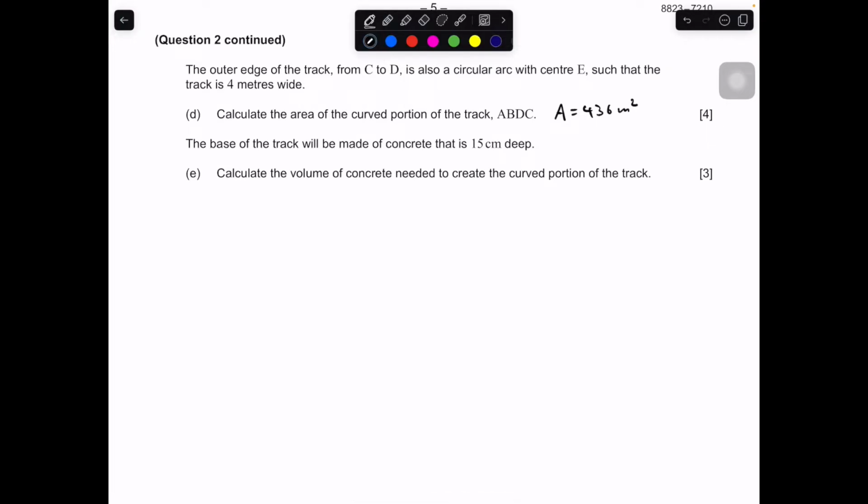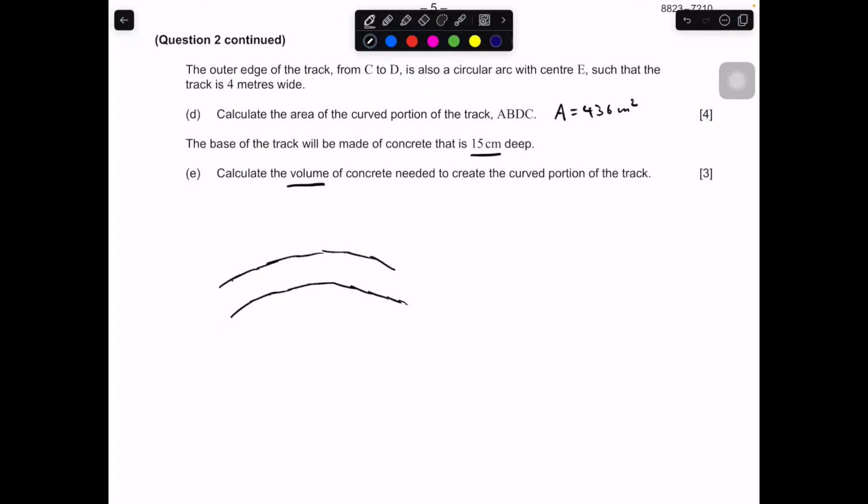Alright, last part of this question. The base of the track will be made out of concrete that is 15 centimeters deep. Calculate the volume of concrete needed to create the curved portion of the track. So we want to find the volume, and it's going to be 15 centimeters deep. What's going on here? And let's see, why is it a 3-mark question? So here we've got the track itself, right? So we've got this curved portion of the track.